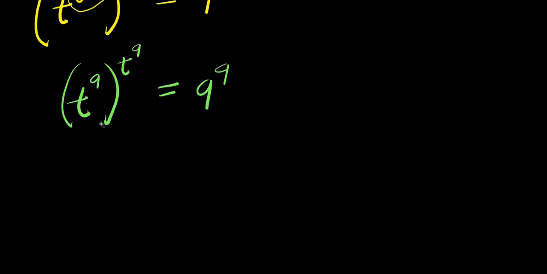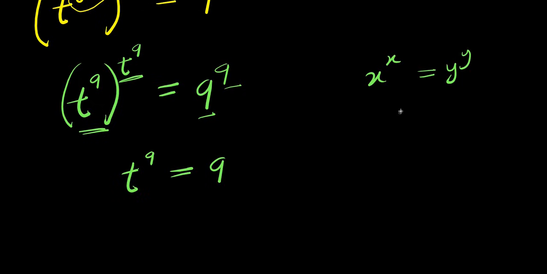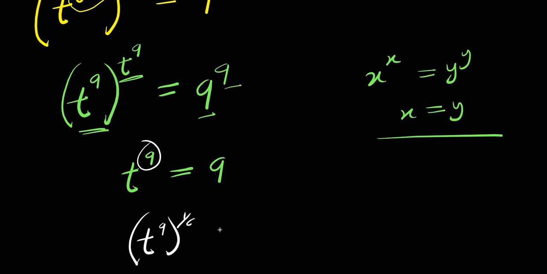Now, as you can see, with one simple step, we have been able to solve this equation, because right now the t^9 here is the same as the t^9, and 9 is the same as 9 here, so we can easily compare them. We have t^9 = 9, because if you have x^x = y^y, that means x = y. So if t^9 = 9, I can solve for t by eliminating this 9. I have (t^9)^(1/9) = 9^(1/9).